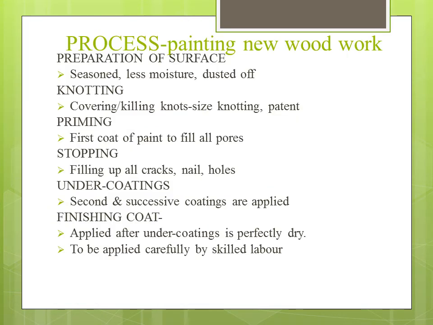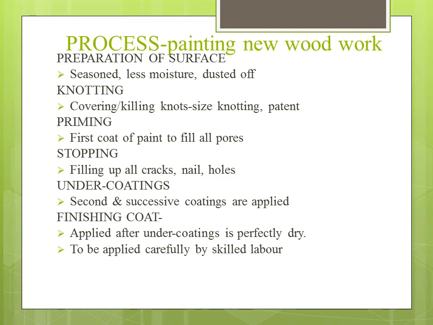The various processes of painting a new wooden work are, first, preparation of surface. The surface should be seasoned, the moisture should be less, and it should be dusted off. Knotting, covering or killing the knots. It can be done in 2 methods, size knotting and patent knotting. The next one is priming. The application of first coat of paint is known as priming.